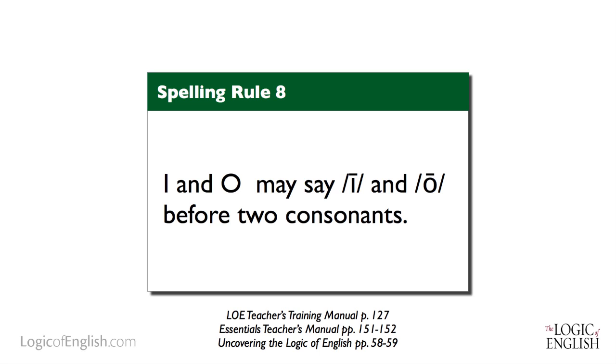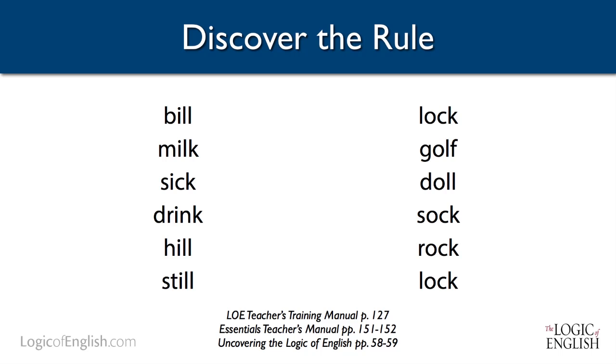Now, notice I and O may say I and O before two consonants. Does it always? No. In fact, you can see in this list here, bill, milk, sick, drink, lock, golf, doll, sock. I and O in these words are saying their short sound. When we write spelling rules, it's very important that we word them carefully. We don't want to set up students for exceptions unnecessarily. And if we word the rule carefully, we can alert them to what may happen and let them know that this does not always happen.